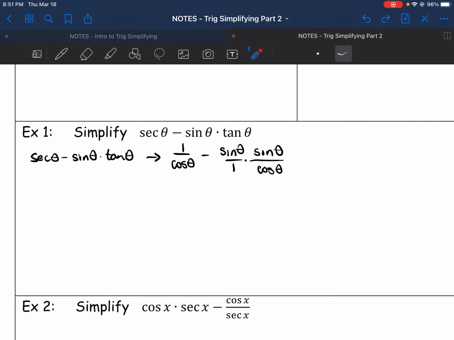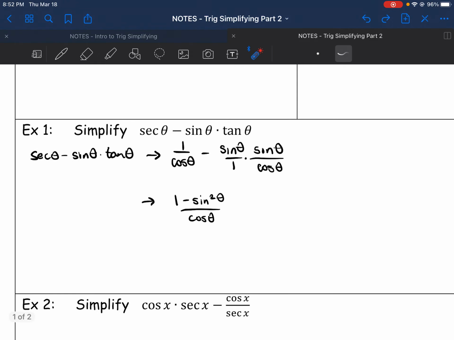Now, notice that sine theta times sine theta is going to be sine squared of theta. And also notice that both of these have denominators of cosine, because 1 times cosine is just going to be cosine. So since these have the common denominator already of cosine, I can combine the numerators. So this is going to be 1 minus sine squared of theta over cosine of theta. That's what this simplifies to.